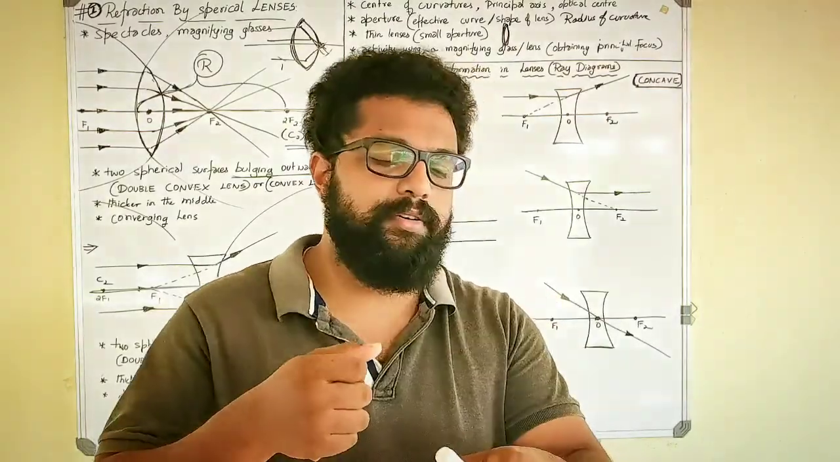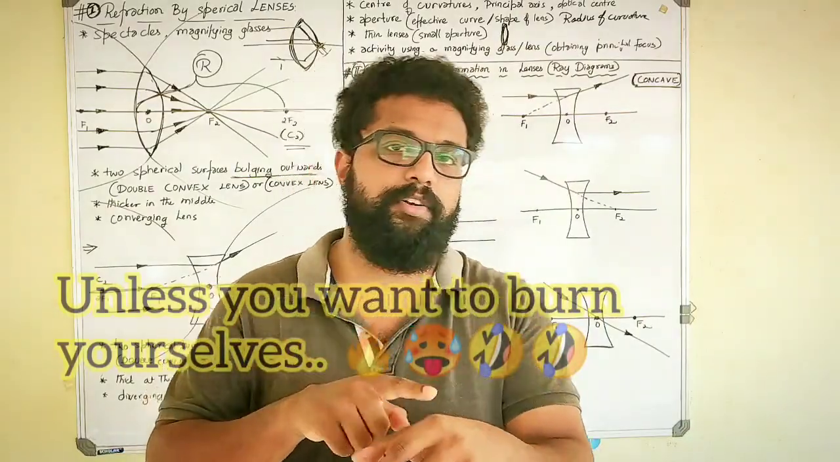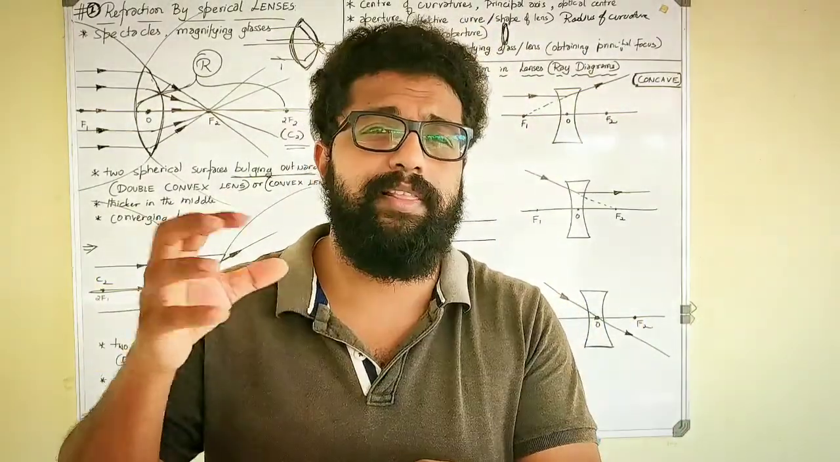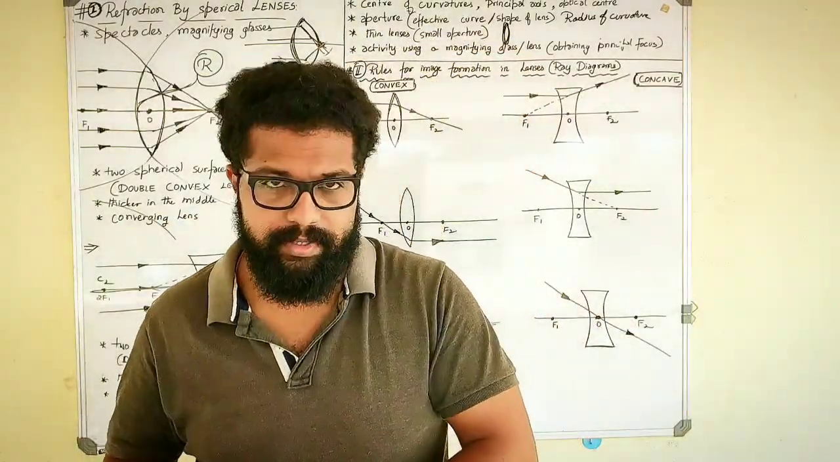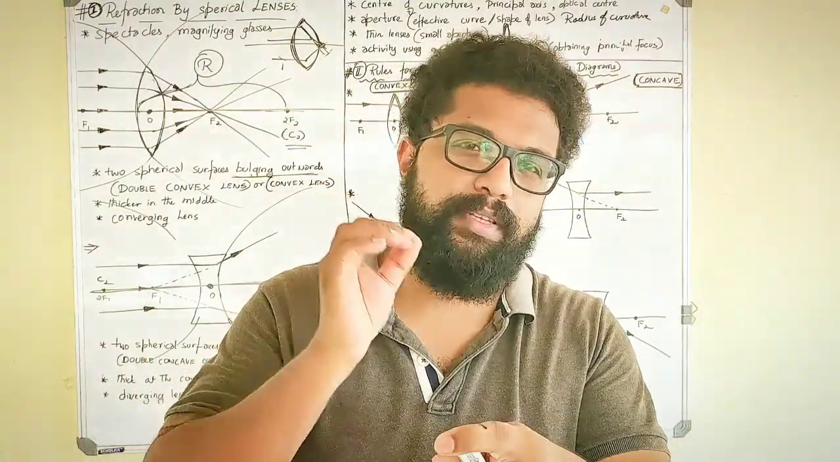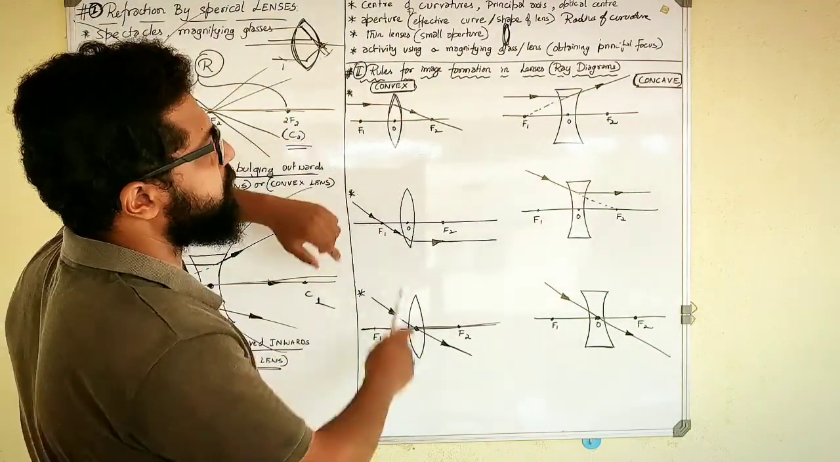You can also try it on your hand, but not too long. Take a magnifying glass and point it onto your hand. You will feel a sudden burning sensation at one particular point where all the light rays are falling. So that itself shows that the magnifying glass will converge the light rays and make them fall on a certain point. Okay, that is what we are going to deal with in the next topic.